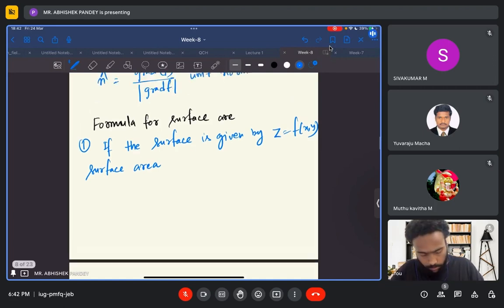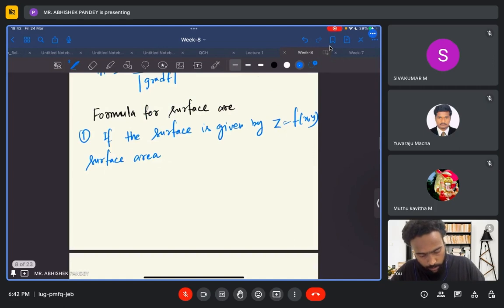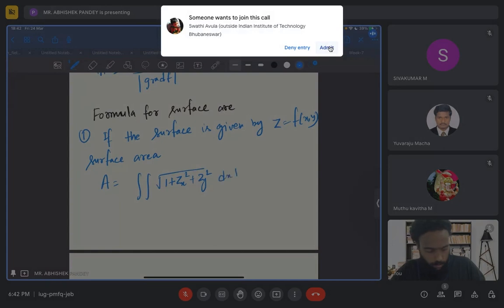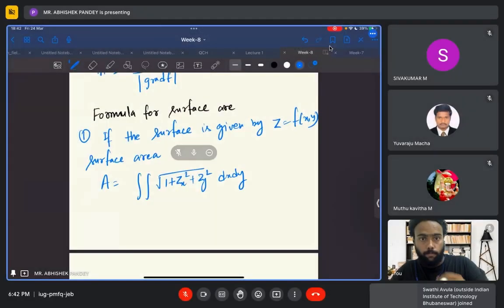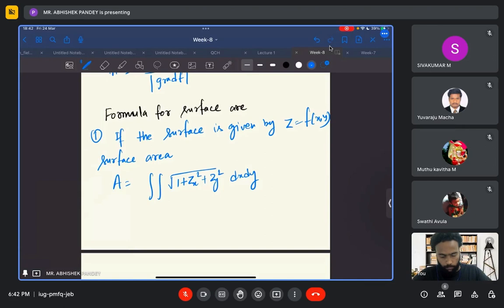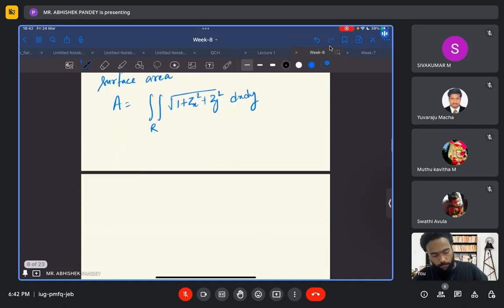In this case, the surface area A is equal to the integral of under root 1 plus zx square plus zy square dx dy, over R. So let us see one problem on this, surface area.